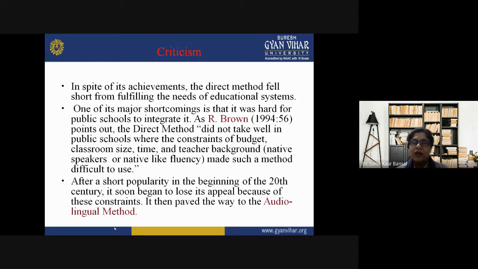So this is the way prose is taught in the direct method. Now I'm talking about the next device, that is poetry. Poetry is also taught through the direct method. How is it done? Again, the model recitation is given by the teacher, and imitative recitation is given by the teacher. The steps are followed in the same way, and there is no scope of using any other language when we are teaching poetry or prose to the students.